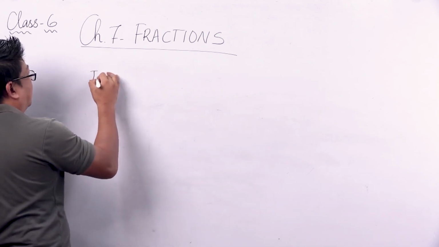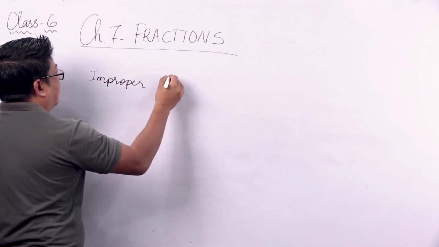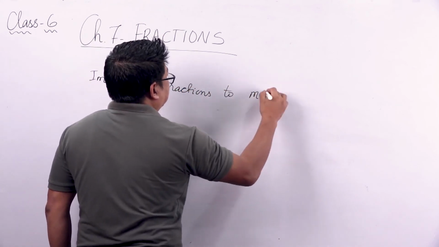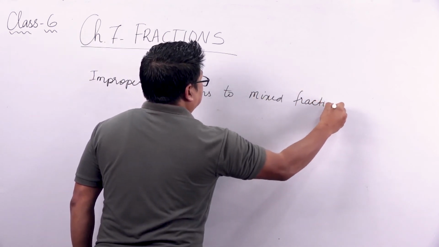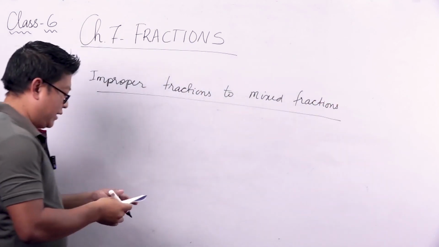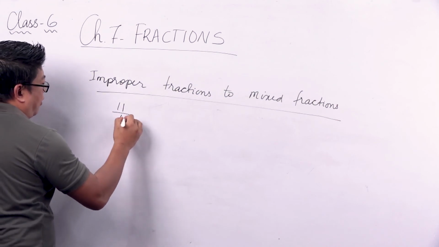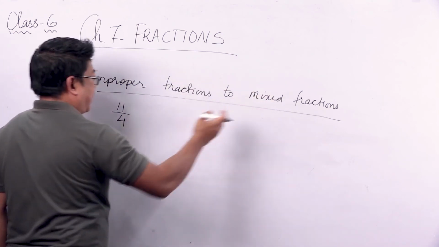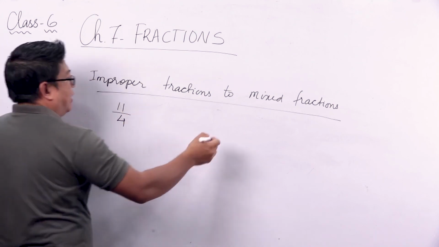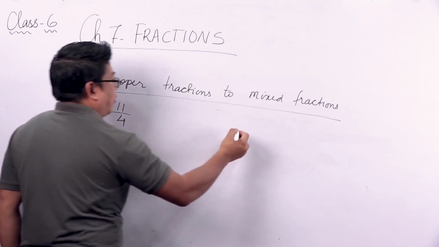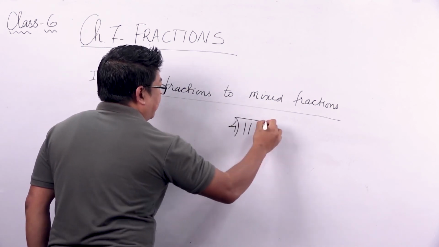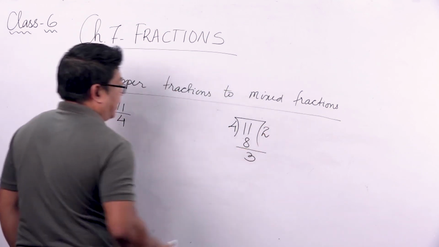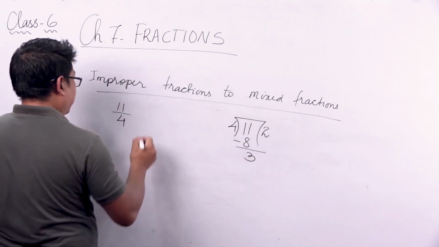The next topic is from improper fractions to mixed fractions. Okay? So let's say we have an improper fraction 11 by 4. Now this 11 by 4, if I want to convert to mixed fraction, that is a whole number and a fraction, I have to divide 11 by 4. So we will do the division here. I will divide like this. 4 into 2 is 8. When you subtract 11 minus 8, you get 3.